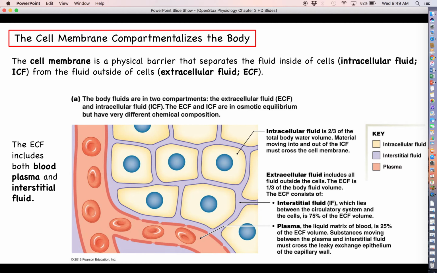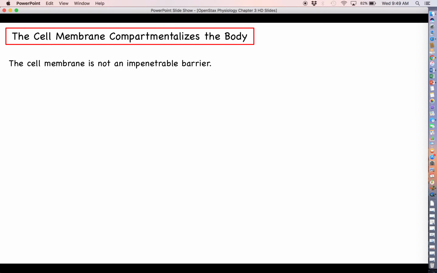So ultimately, that is another thing that keeps the extracellular fluid and intracellular fluid compartments separated from each other. We talk about the plasma membrane like it's some kind of impenetrable barrier, like everything in the intracellular fluid is supposed to stay put, everything in the extracellular fluid is supposed to stay put. And that's not really the truth. The cell membrane is a restrictive barrier, but it is not an impenetrable barrier. It's not some concrete wall that is never to be crossed.